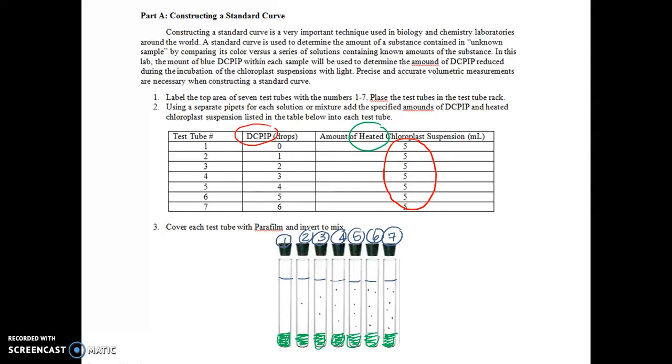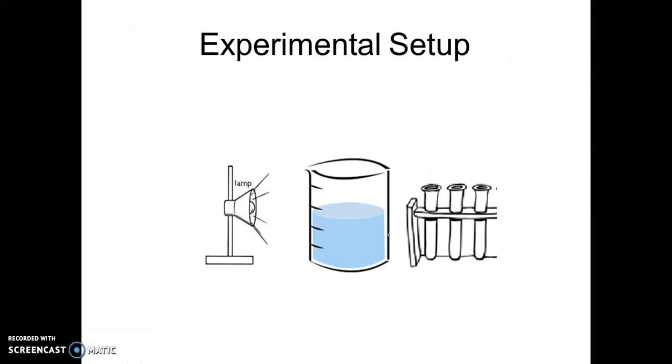Okay, and so the next thing we're going to do is we're going to set up our experiment, okay? We're going to set up some test tubes, and we're going to set up a beaker full of water, and a lamp, okay? So this is going to provide our light source here. The reason why we put this water here is because we want it to absorb the heat, right? We don't want heat to be a factor in our experiment.